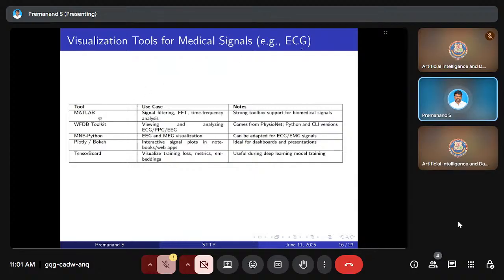So right now, MATLAB and all, we are not using as much. Mostly we'll be using Python only. But this particular MATLAB is exclusively used for time series data. Okay, so simultaneously it will simulate and we can get the maximum information.